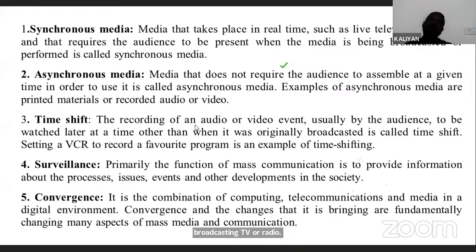We can now record a particular program using a VCR or other electronic material. That is called time shift. Surveillance: primarily, communication provides information about processes, issues, events, and other developments in society. Convergence is a combination of computing, telecommunication, and media in the digital environment. Convergence brings fundamental changes in many aspects of mass media and communication. It means some changes in the digital environment, and that is called convergence.